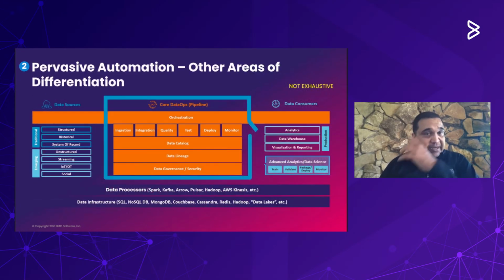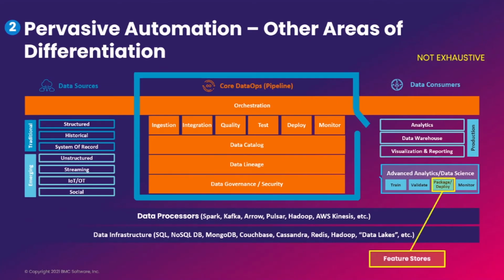Now, let's look at other areas of differentiation when it comes to pervasive automation. And mind you, this is not exhaustive. This is the same market model that I shared with you a couple of slides back. First, feature stores. Feature stores are hubs that store and disseminate features that can be used to train machine learning models based on historical data, as well as make predictions using on-demand and real-time data.